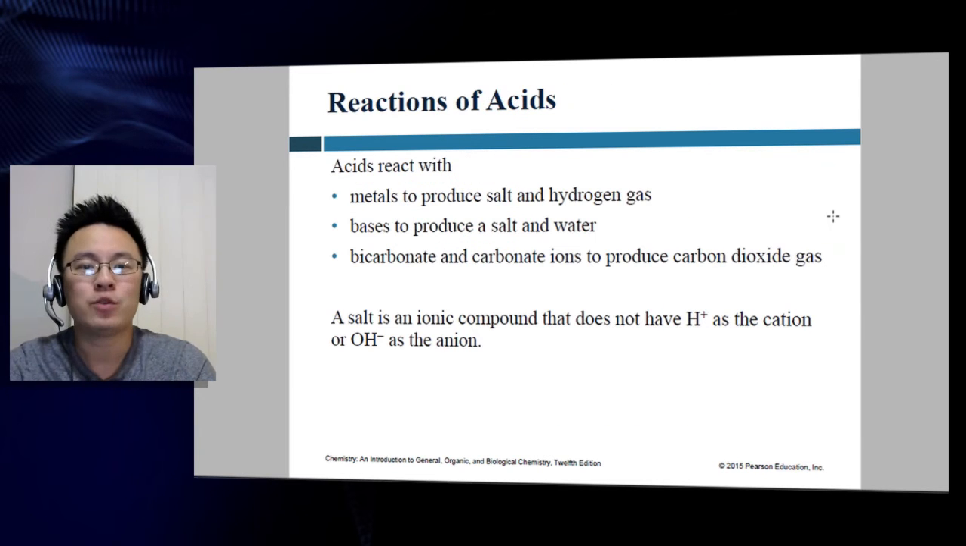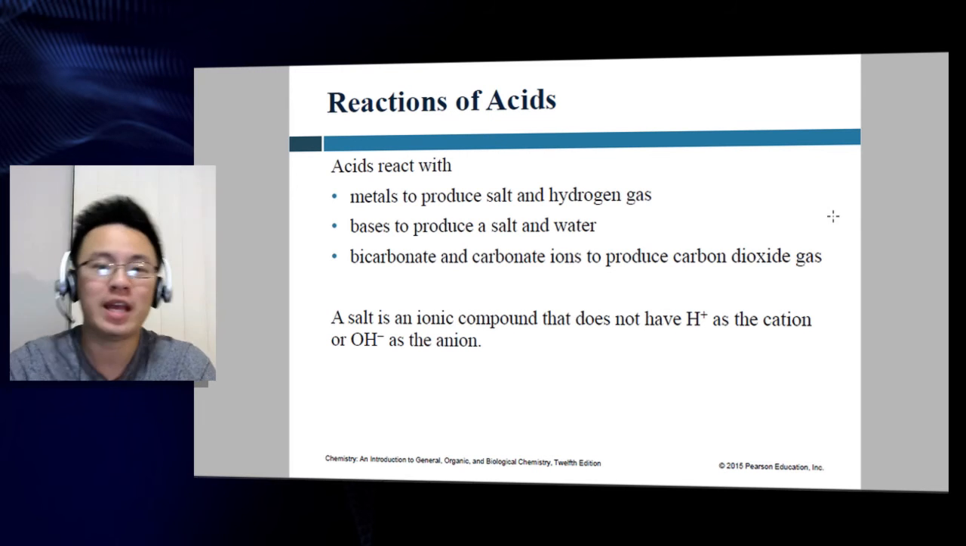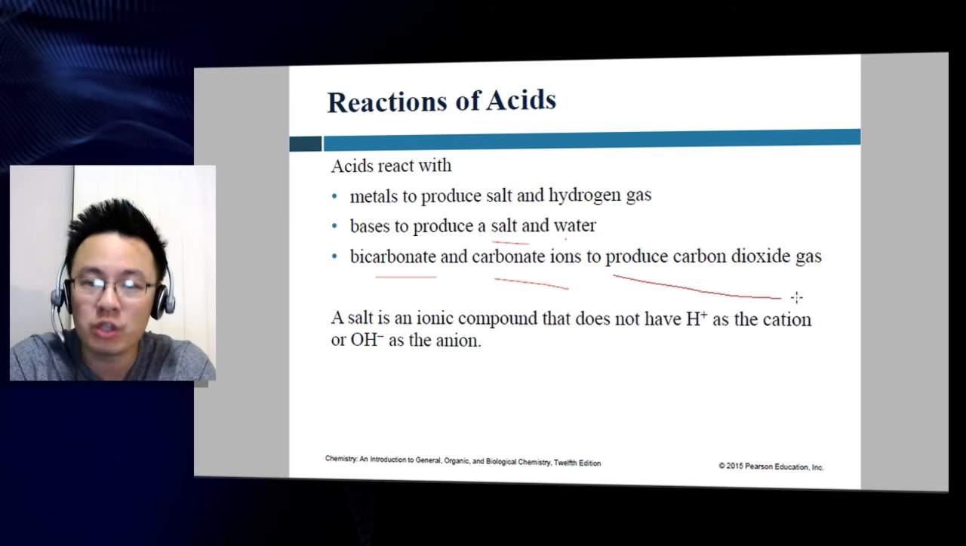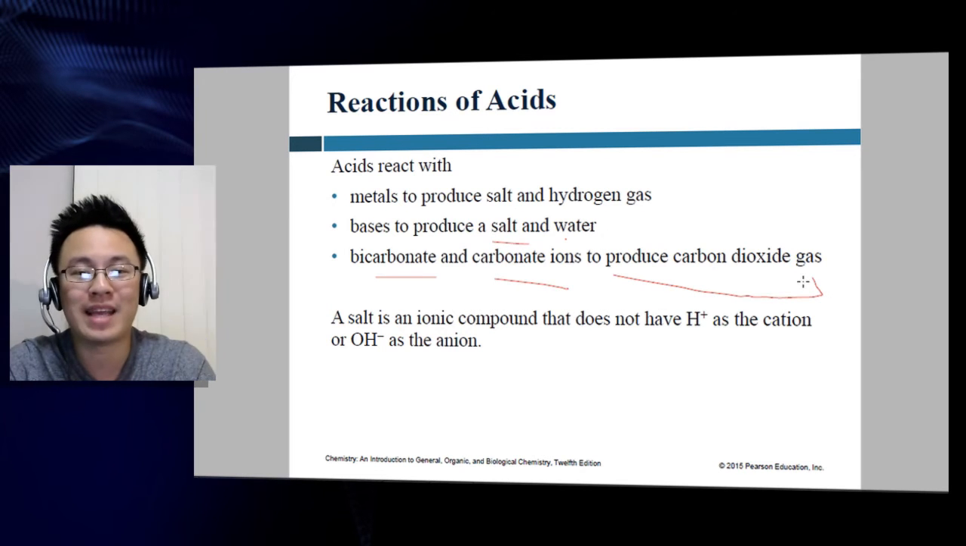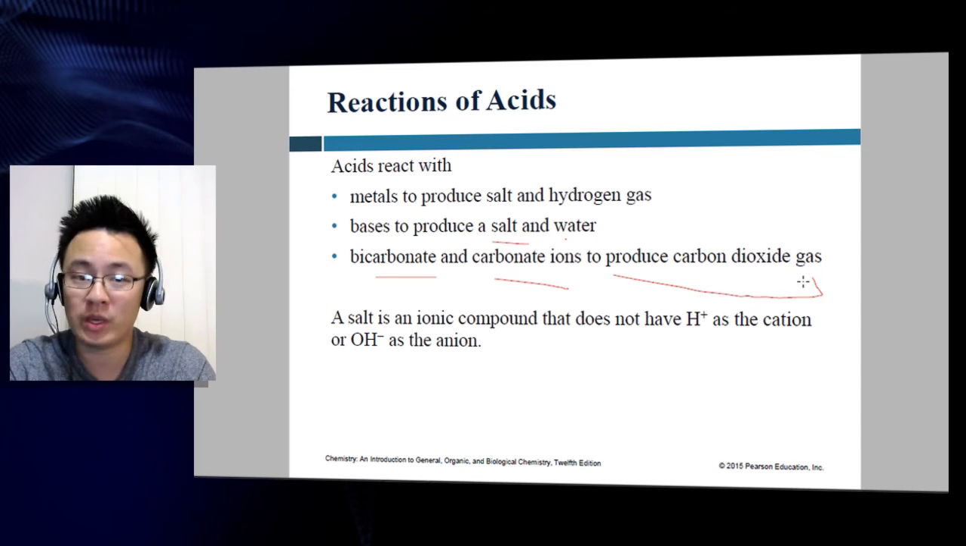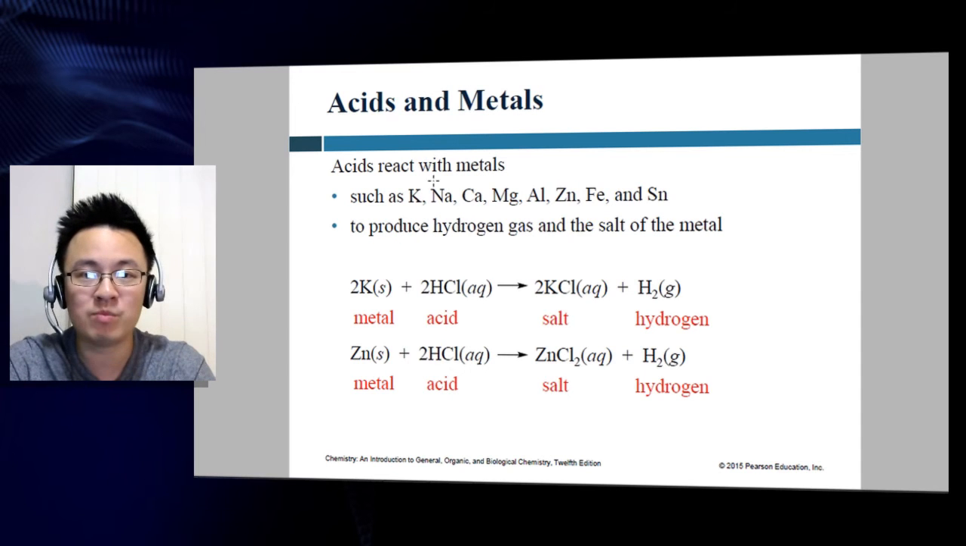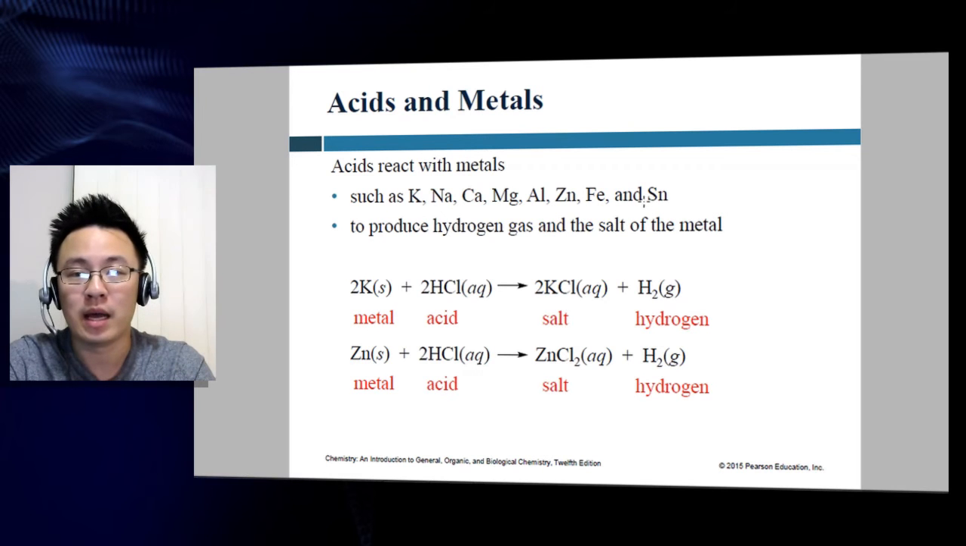Okay, acids react with metals to produce salt and hydrogen gas. They also react with bases to produce a salt and water, and with bicarbonate and carbonate ions to produce carbon dioxide gas. Now, just to recall, a salt is an ionic compound that does not have a hydrogen ion as its cation or a hydroxide ion as its anion. Now, acids here react with metals such as potassium, sodium, calcium, magnesium, aluminum, zinc, iron, and tin.